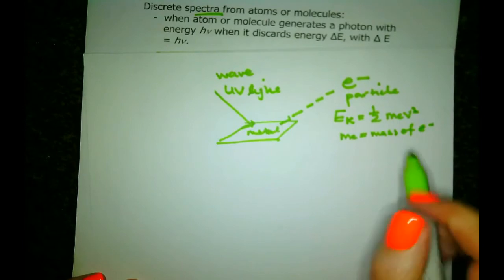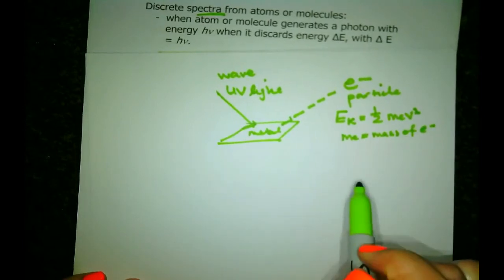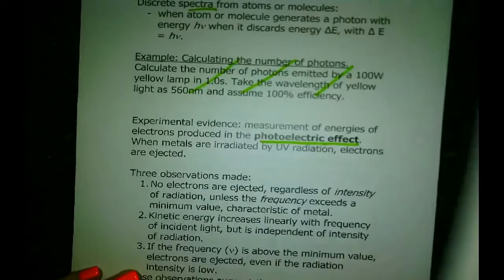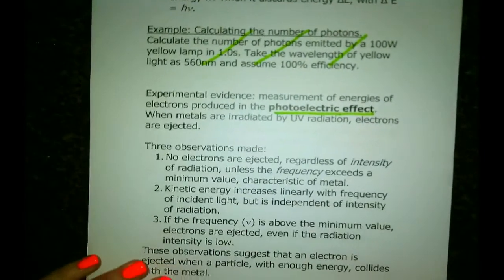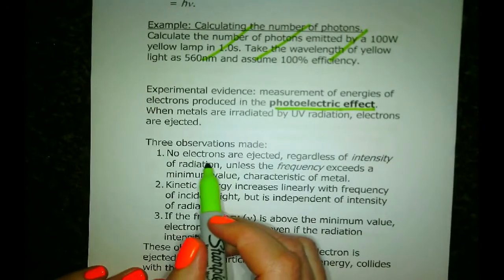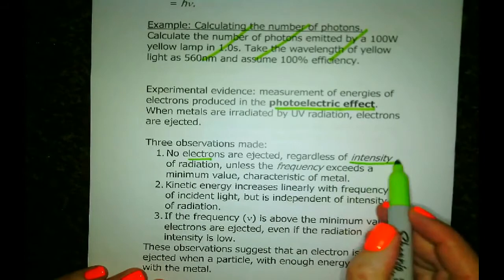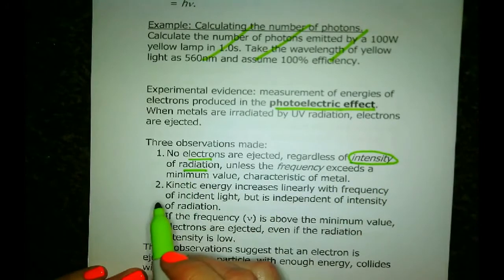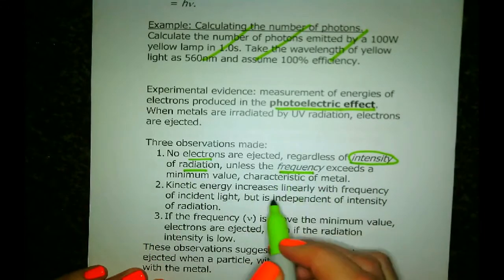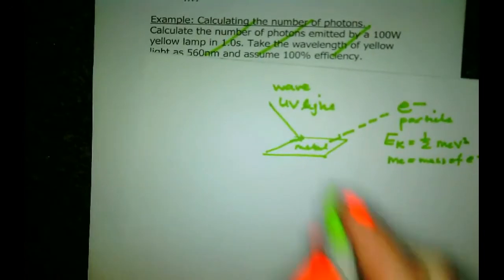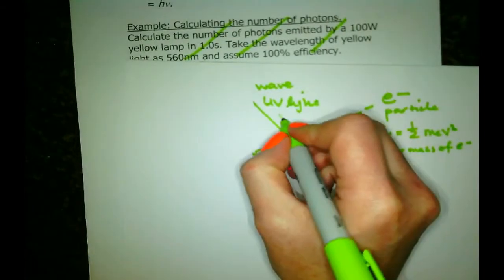Okay, so in doing this experiment, certain observations can be made, and these are listed in your notes. The first observation is that no electrons are ejected regardless of the intensity of radiation, unless the frequency of the light exceeds a specific minimum value which is characteristic of the metal. So this light coming in has a specific frequency nu.